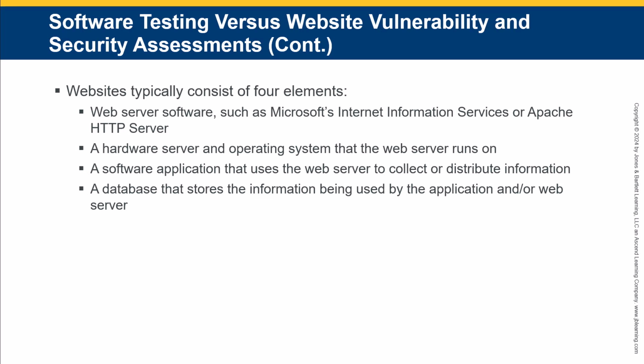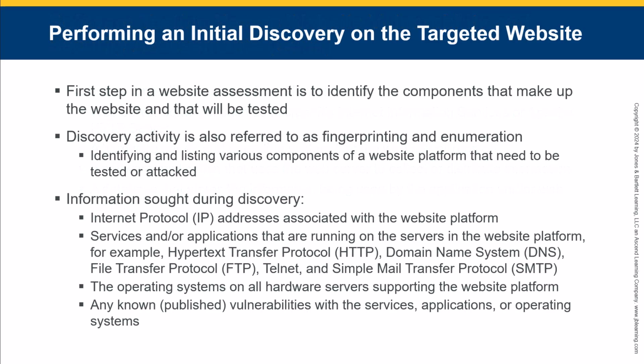For a Windows environment, it might be Windows Server 2019 or Server 2022. On top of that might be Microsoft's IIS or Apache. So those are the first two elements. There will also be a software application that is used with the web server to collect and distribute information. And lastly, a database that will store the information being used by the application and/or by the web server. Now that we at least understand the structure, we can figure out how to go from there.